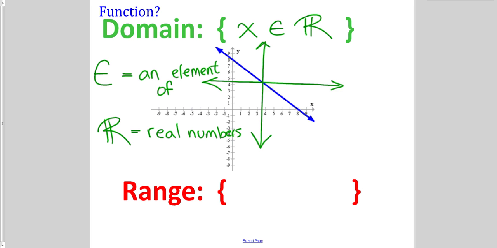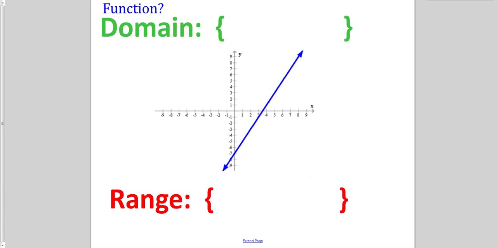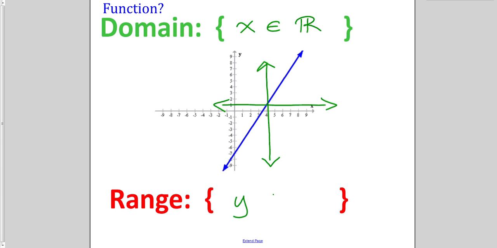Now, the range is very similar. There's no constraints on the range. So here we're going to say y is an element of all the real numbers. So that's the easiest type. It's a line, it goes on in both directions, there's no constraints. Once again, we've got a line here, no constraints, no stopping points, goes on in both directions forever, both up and down, left and right. So we say x is an element of the real numbers, and y is an element of the real numbers.